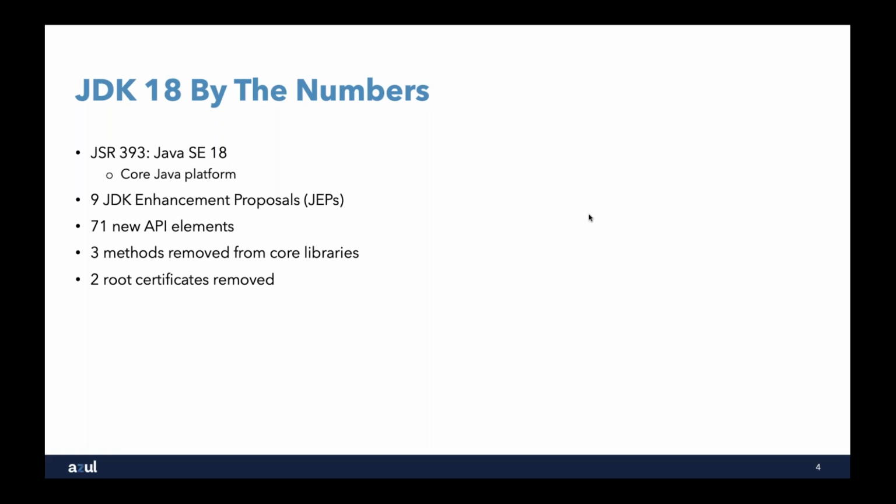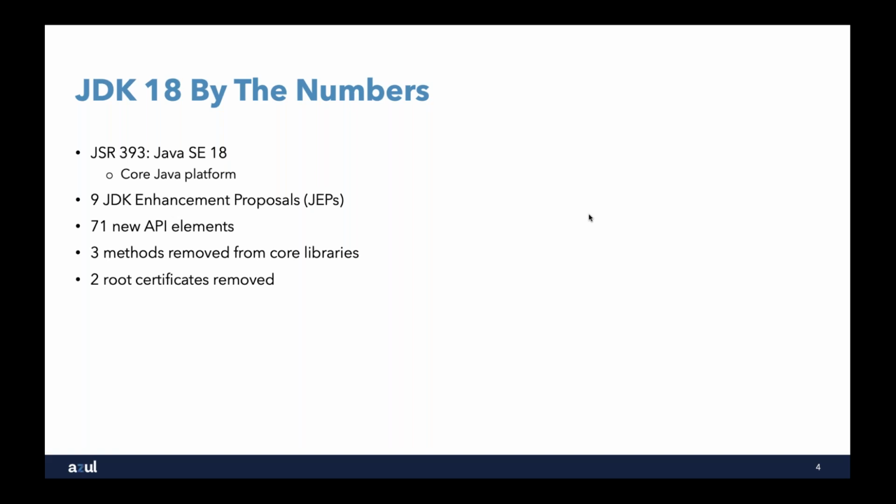Now, in terms of the things that have changed from JDK 17, we have 9 what are called JDK enhancement proposals, or JEPs. And this is the way that most new features are described and proposed for inclusion in the Java platform. So we've got 9 of those, which is actually, I guess it's a slightly small number, but it's not the smallest number we've ever had.